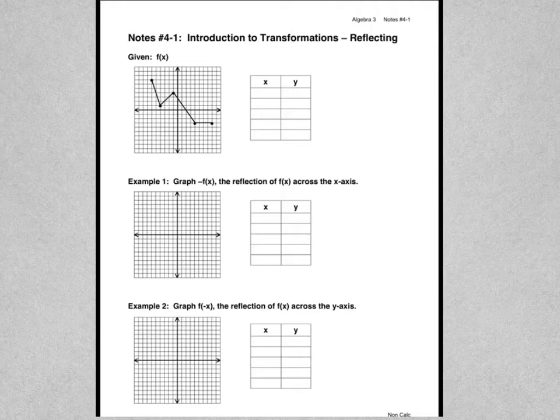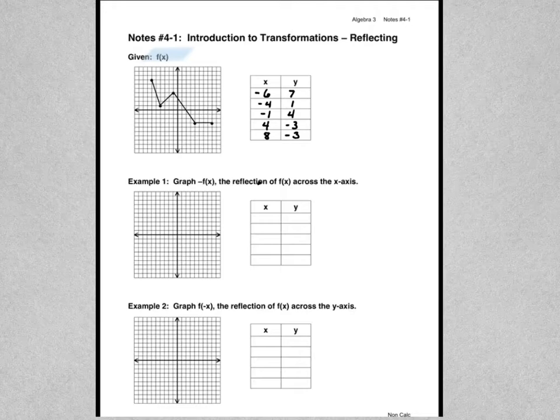-6, 7. And the next point is -4, 1. And we go on, we have -1, 4. 4, -3, and 8, -3. Okay. So that is our original function, original f of x. So that's the f of x piece.